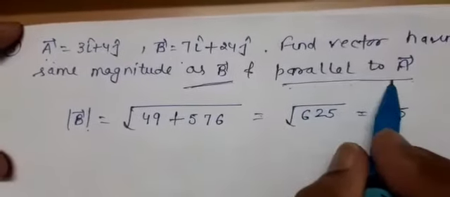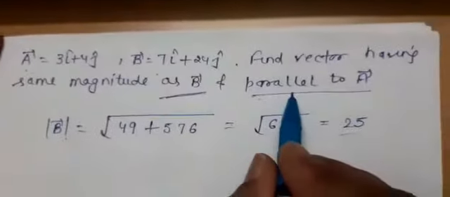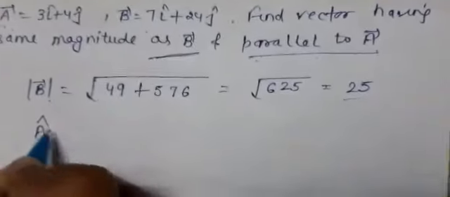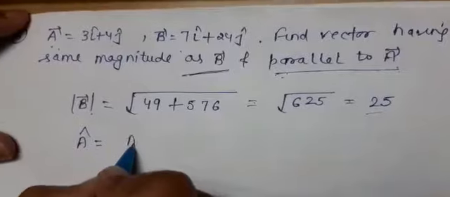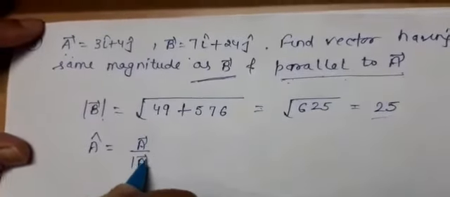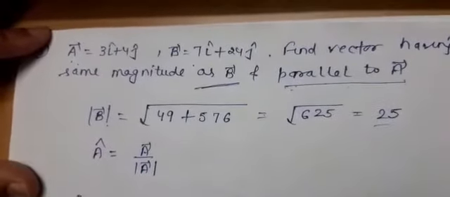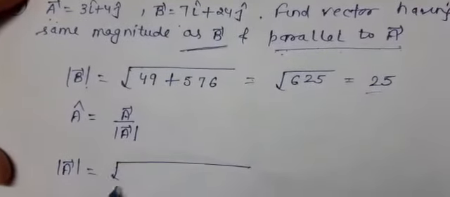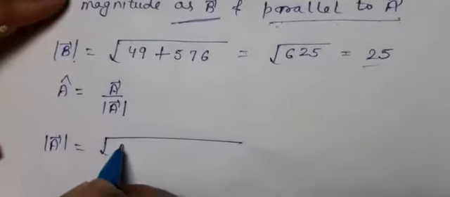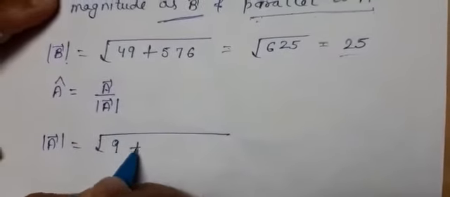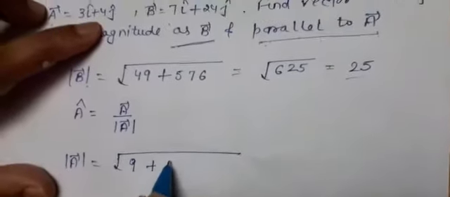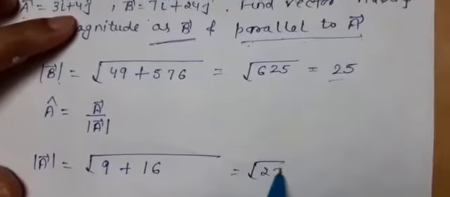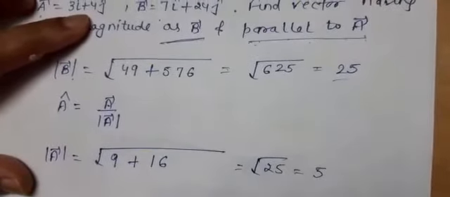Parallel to vector A means a vector that has the same direction as A. So what should we do? I have to take its unit vector, so it will be the vector divided by its magnitude. For it we also require the magnitude of A. So let me calculate the magnitude of A. Here the I coefficient for vector A is 3, so 3 square is 9, plus J coefficient is 4, so 4 square is 16. It is under root of 25, that is giving you 5.